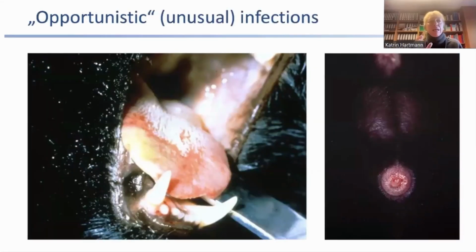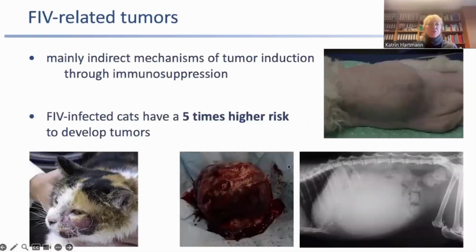Then sometimes there are some unusual infections. This is a candida infection in the oral cavity of a cat with FIV infection. This is a genital chlamydia infection in a tomcat, which is very unusual. Chlamydia we usually only see as conjunctivitis. So this can happen, and it's very unusual.